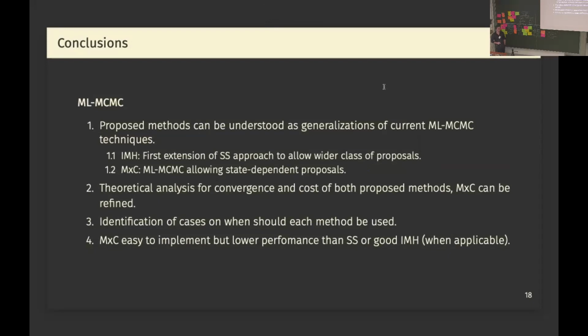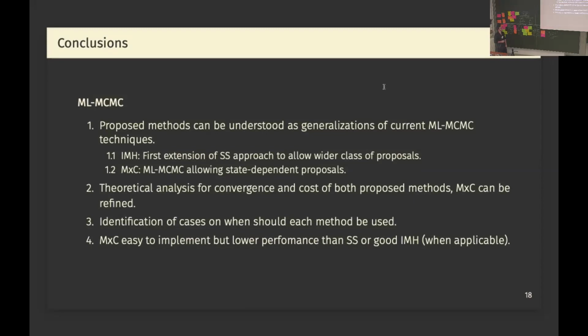Okay, just to conclude or to summarize, we proposed two methods that can be understood as generalizations of current multi-level MCMC techniques, current by the time that I wrote this. The first one can be understood as an extension of the subsampling approach, which allows for a wider class of proposals. The second one can be understood as a class of multi-level MCMC that allows for state-dependent proposals.